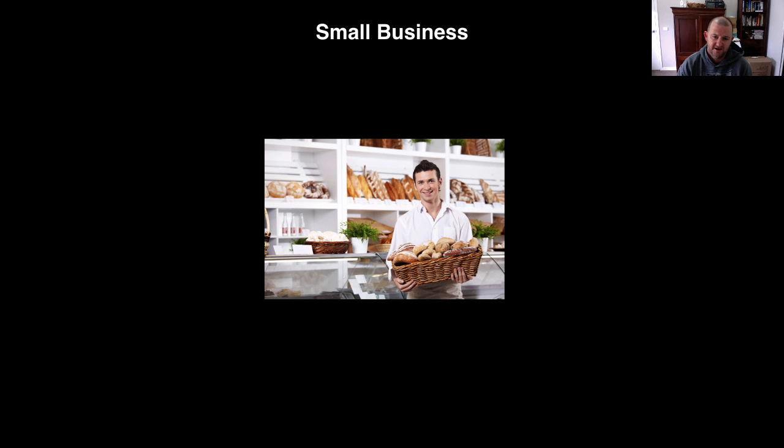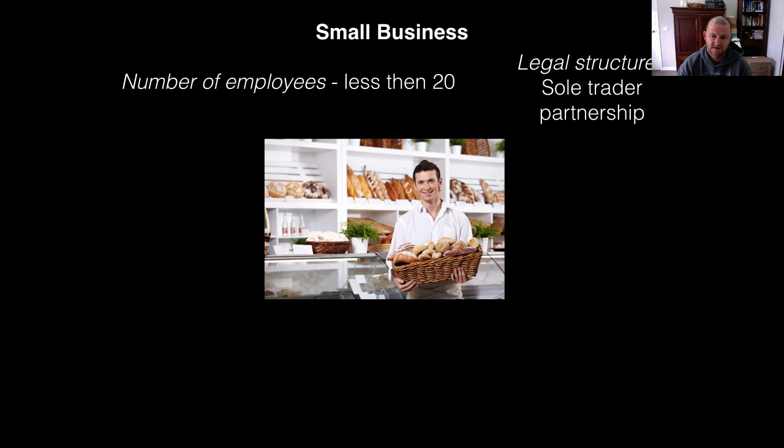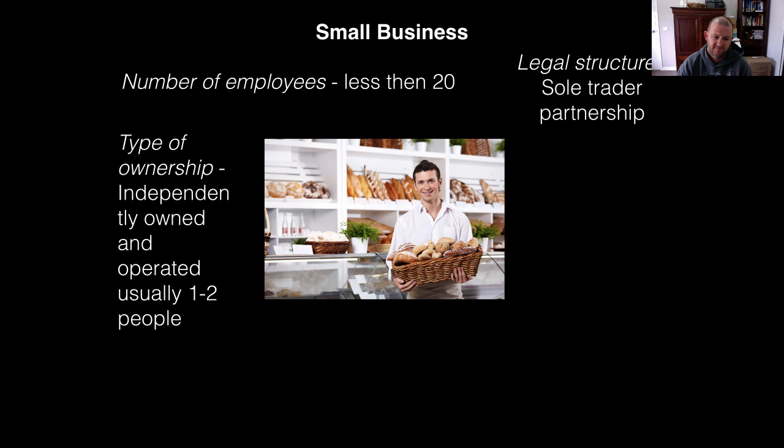Let's first look at a small business. So to be classified as a small business, there must be less than 20 employees. The legal structure generally needs to be a sole trader or partnership. And the type of ownership is independently owned and operated. So the person who is working or running the store also owns the store.